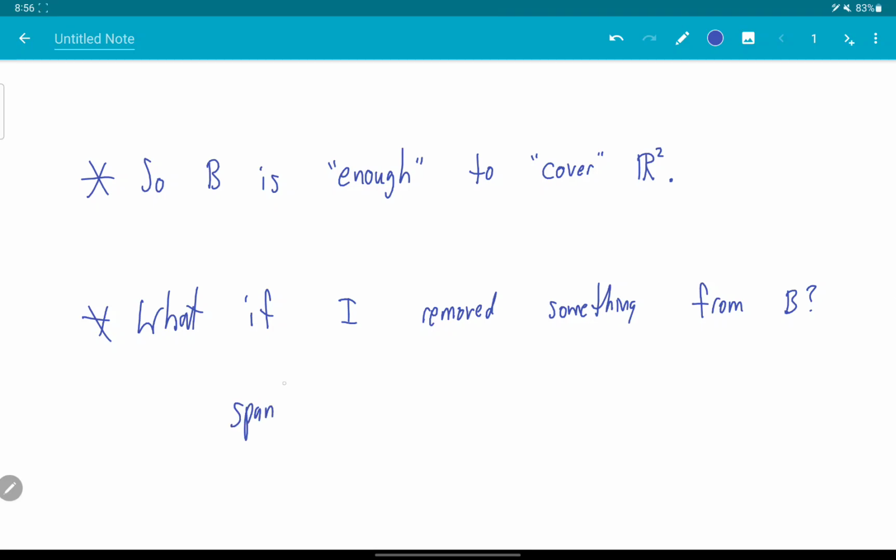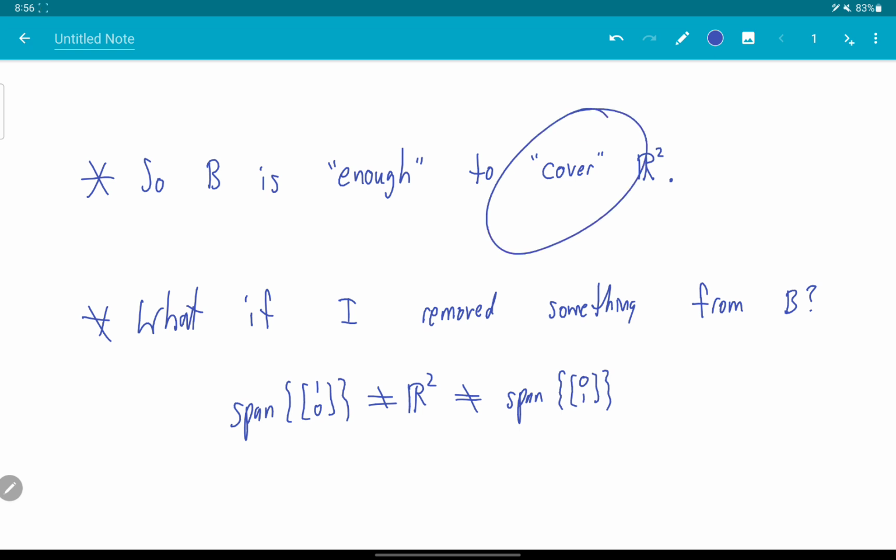So you can look at it two ways. If I look at just this span, that's evidently not R2. The span of a single non-zero vector in R2 is a line. It's not the whole thing. And if I were to remove 1, 0, I would get this span, which is also not R2. Okay, so I can't remove anything from B and still cover R2.